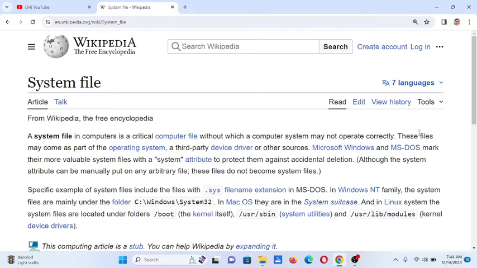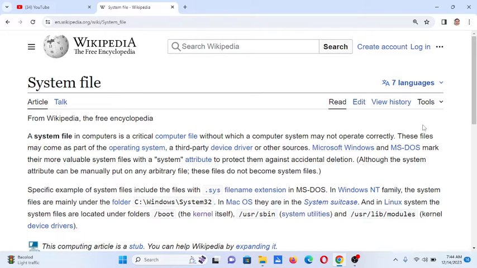So let's begin. What are system files? A system file in computers is a critical computer file without which a computer system may not operate correctly. These files may come as part of the operating system, a third-party device driver, or other sources.